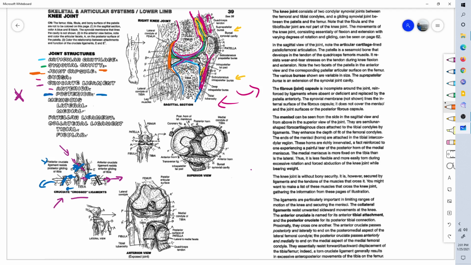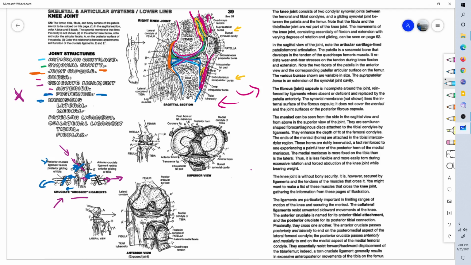Also found inside the knee joint are these little structures called meniscus, or menisci. They are these little triangular structures right here. They're little pads right here, and they are cartilage. Meniscus is cartilage. There's one on the lateral side, and there's one on the medial side.